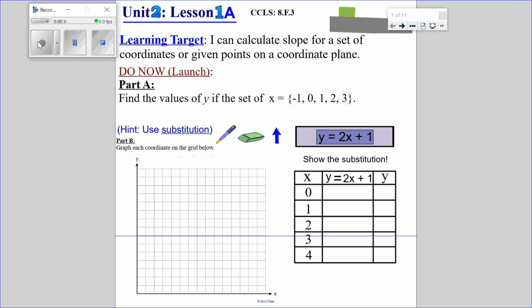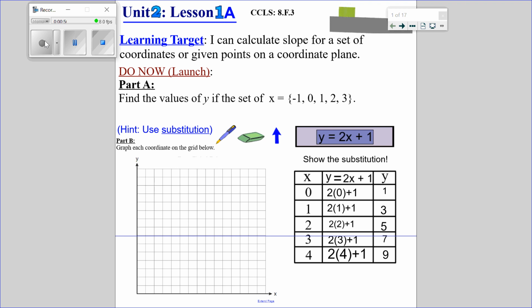We're going to put the values of x 0, 1, 2, 3, 4 into the function rule of y equals 2x plus 1, and we're going to evaluate each x value to get the y value. So I substituted the values. The first one was 2 times 0 plus 1. 2 times 0 is 0 plus 1 gives you 1. So my first coordinate is going to be 0, 1.